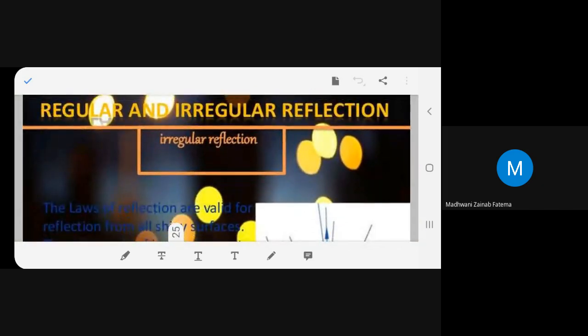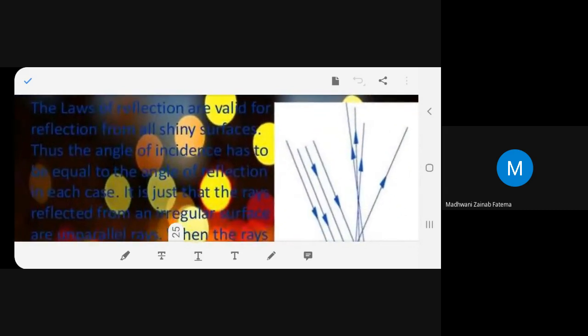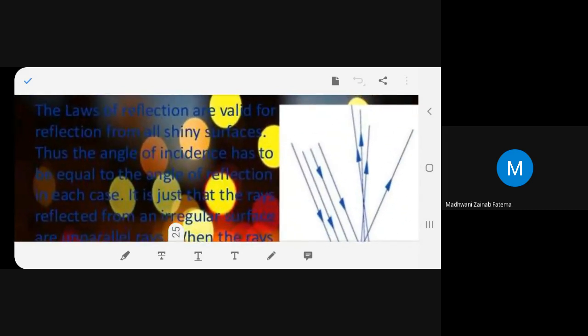Now what is this? Irregular reflection. Yes, ma'am. Can you read, or should I? Ma'am, can I read? Yeah, sure.